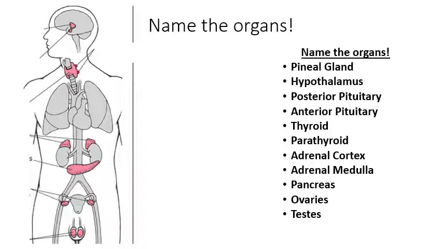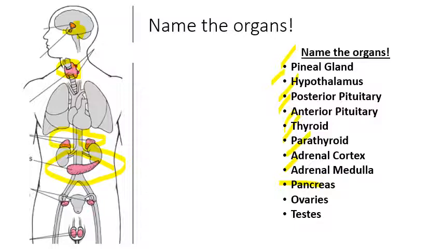So the pineal gland is located basically there. It's not shown on the chart. The hypothalamus is located there. The pituitary gland, posterior and anterior, are located there. The thyroid gland is located there, along with the parathyroid glands on the posterior side. The adrenal gland cortex and the adrenal gland medulla are located there. The pancreas is located here, directly behind the stomach.